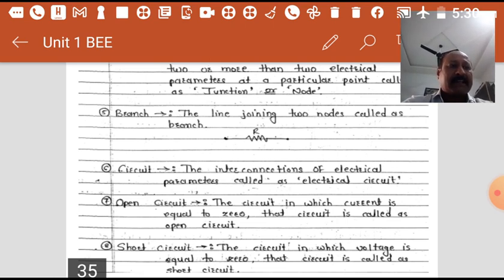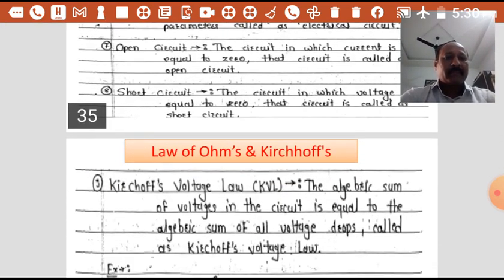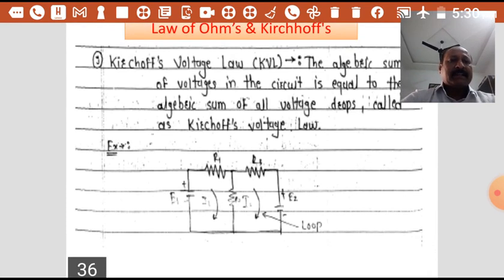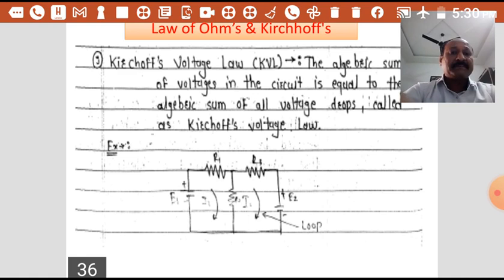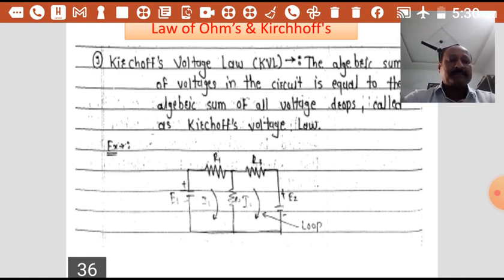Then see the Kirchhoff's voltage law. First was Kirchhoff's current law, sometimes called KCL, Kirchhoff's current law. The second law is nothing but the KVL, that is, Kirchhoff's voltage law.